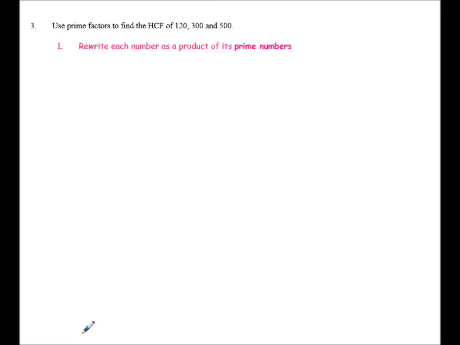So, the factors of 500 are 5 multiplied by 5 multiplied by 5 multiplied by 2 multiplied by 2. The factors of 300, you may need to use the ladder method, are 5 times 5 times 3 times 2 times 2. The factors of 120 are 5 times 3 times 2 times 2 times 2.